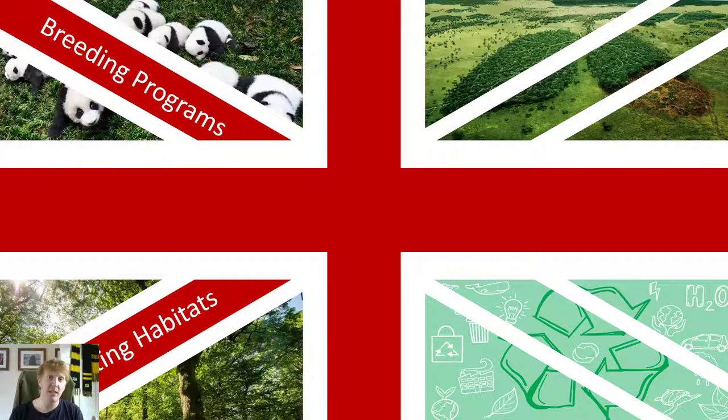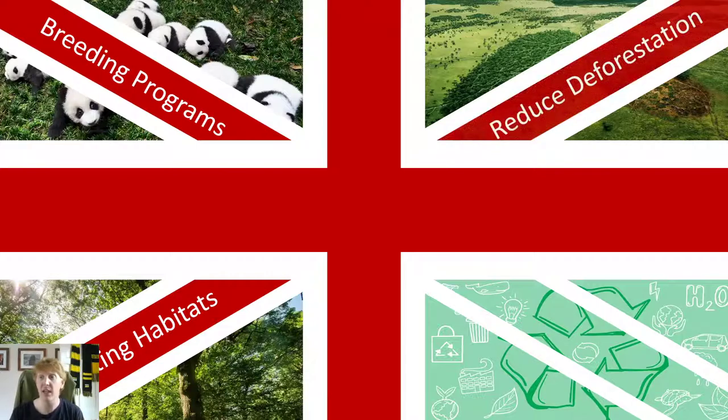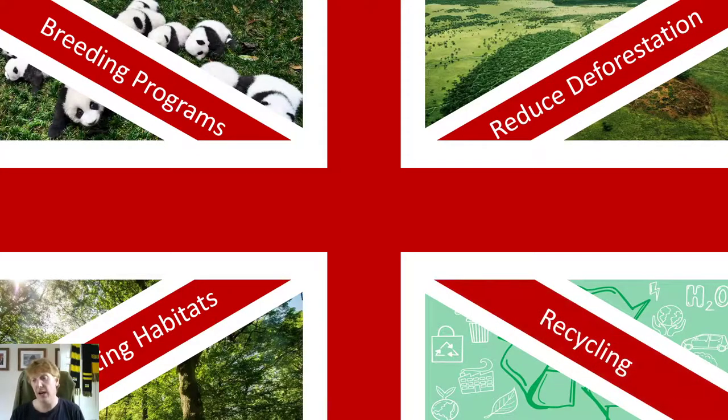We protect habitat. So if there's a certain rare environment, which is habitat for certain organisms, we try and protect it, okay? We try and reduce deforestation as well. And by reducing deforestation, we reduce destruction of habitats. Or, and this is something that everyone can do, try to reduce waste: recycle as much as you can, because that gets reused and it doesn't end up in the oceans or landfill, which is actually killing organisms and reducing biodiversity.